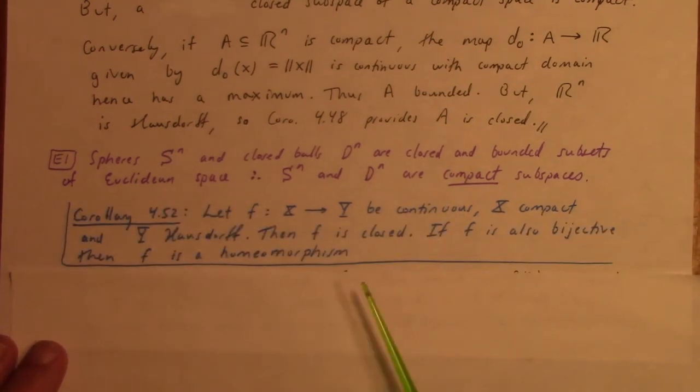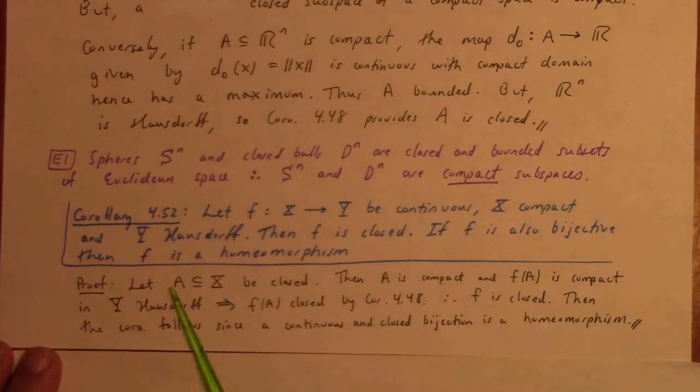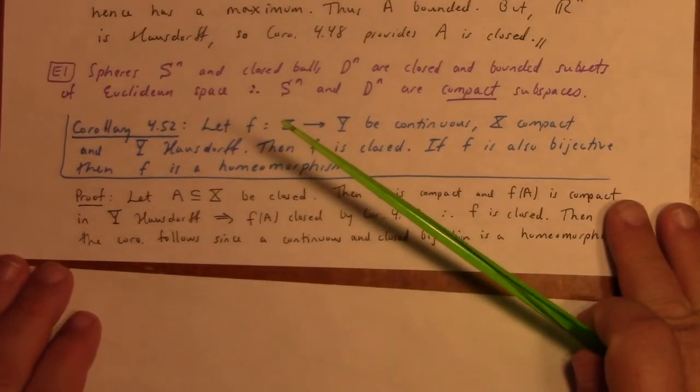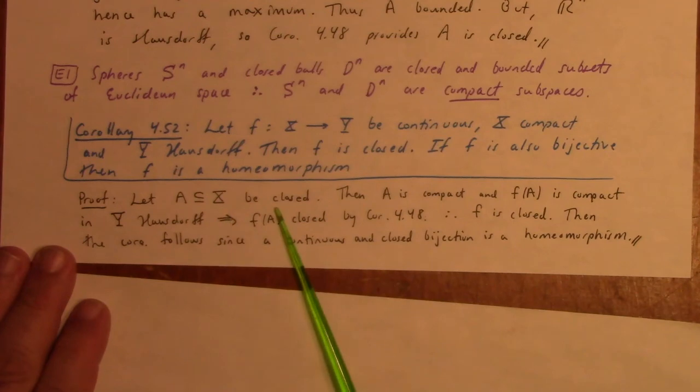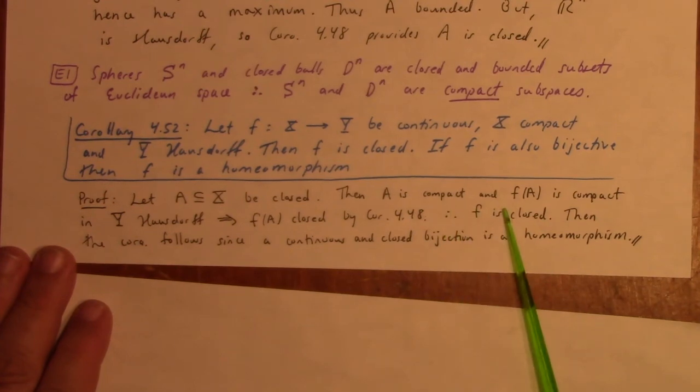And finally, corollary 4.52. Let f from X to Y be continuous, X compact, Y Hausdorff, then f is closed. If f is also bijective, then f is a homeomorphism. All right. So here's the proof. Let A, a subset of X, be closed. Then A is compact, and f of A is compact in Hausdorff Y, which implies that f of A is closed by corollary 4.48.